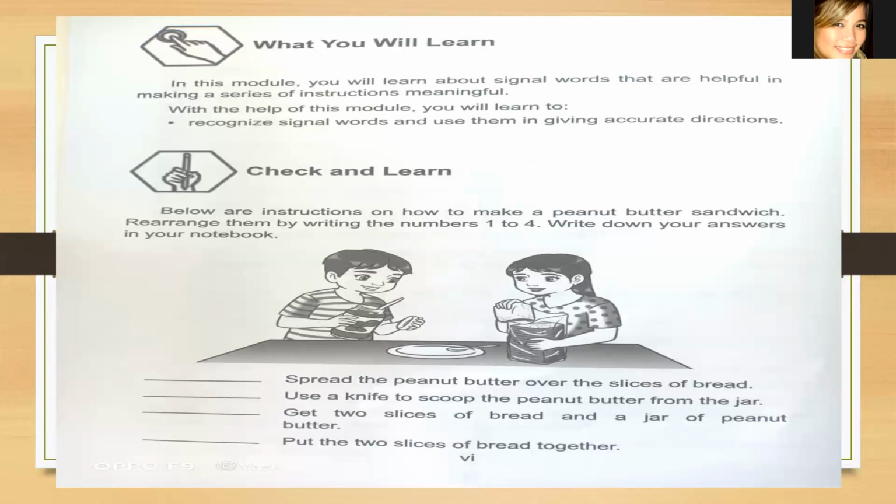Okay, if you put number 1 to get 2 slices of bread and a jar of peanut butter, that is correct. Okay, so ang letter C maoy number 1. Okay, next, number 2, ani. Okay, so if your number 2 is letter, what's the man?